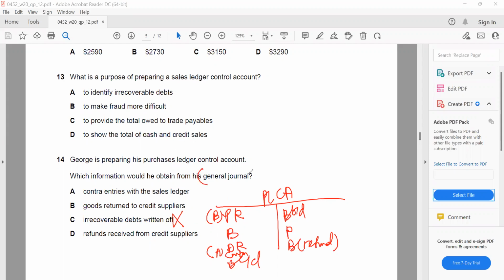what is the information obtained from the general journal? So this one, you get it from the cash book. This one you get from the purchases journal. These two, you get from the cash book. Contra entry, you get from the general journal. So this one is the purchases return journal. So your answer should be contra entry.